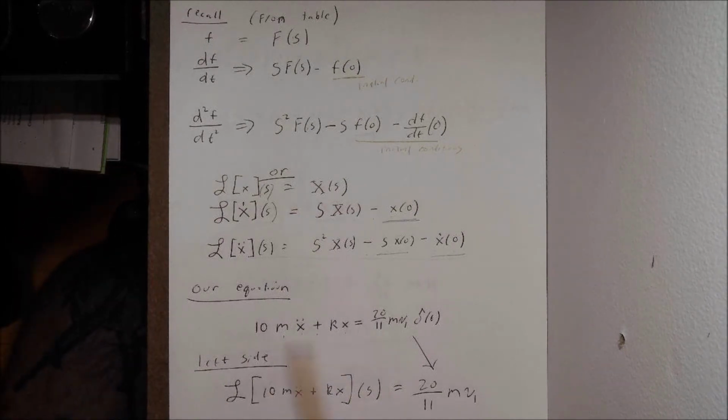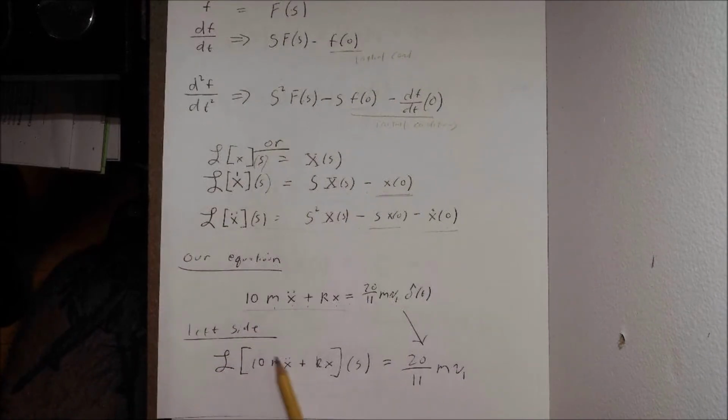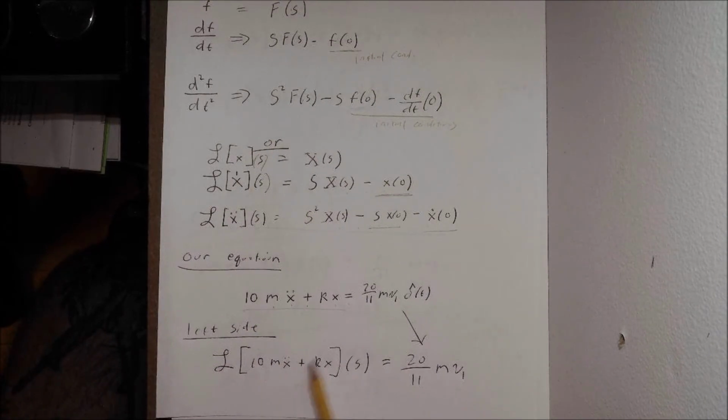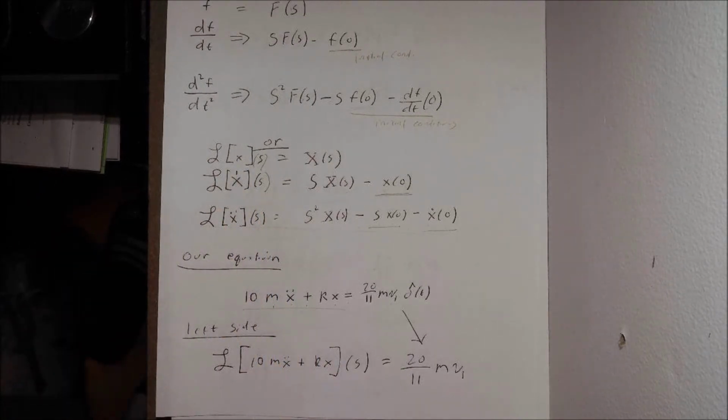To write this all out, let's just deal with the left-hand side of the equation first. So take the Laplace of 10m x double dot plus kx. When we do that, we can separate this out and deal with it in terms of our x double dot expression and our x expression based off of these two here. So that's what we'll do next.